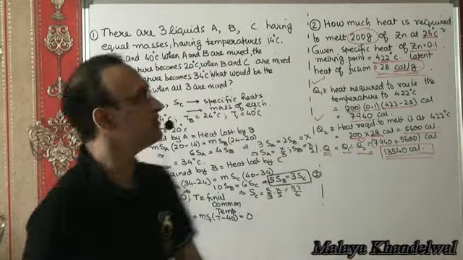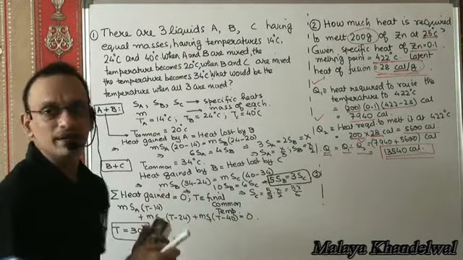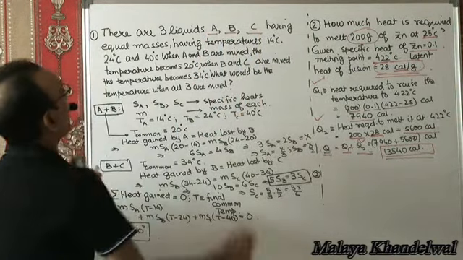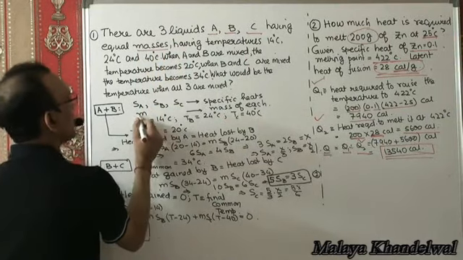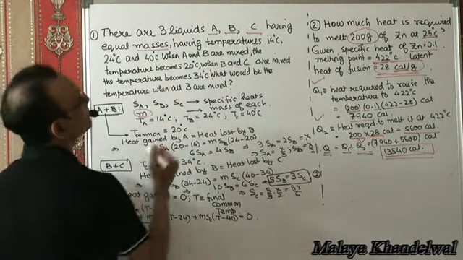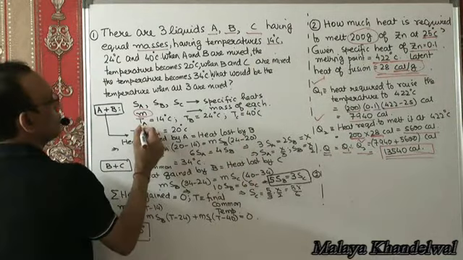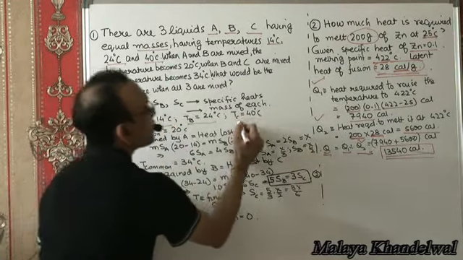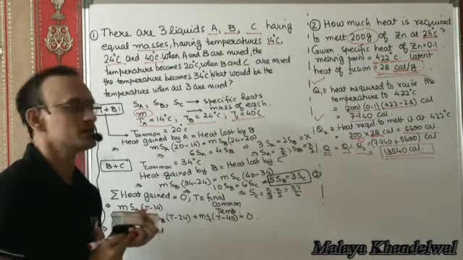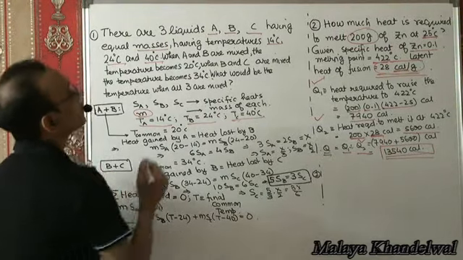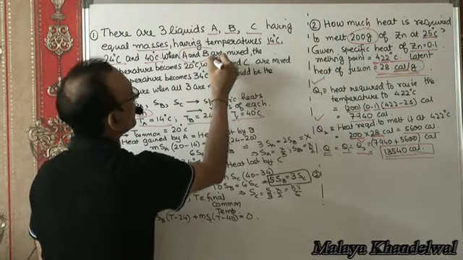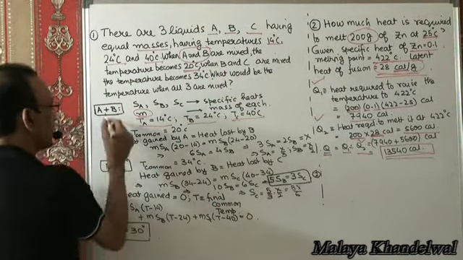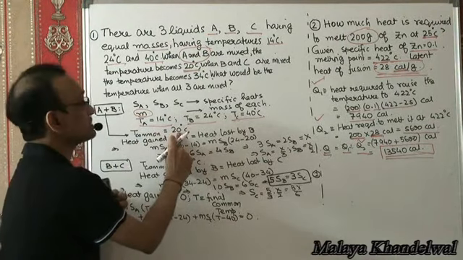For you, we have three liquids, A, B, and C, having equal masses M, and temperatures TA is 14 degrees centigrade, TB is 24 degrees centigrade, and TC is 40 degrees centigrade, right? These are their temperatures. Now, what's given is when A and B are mixed together, the final common temperature becomes 20 degrees centigrade.